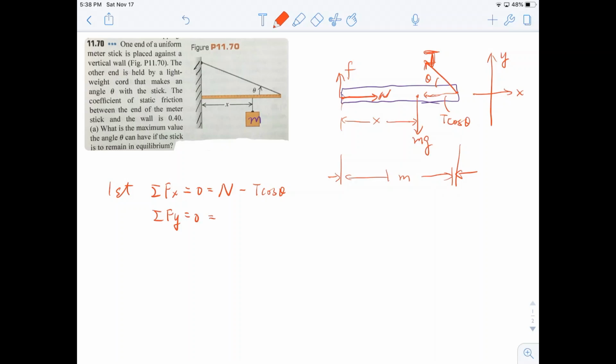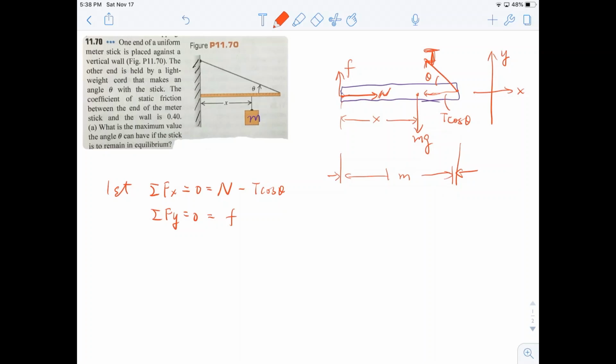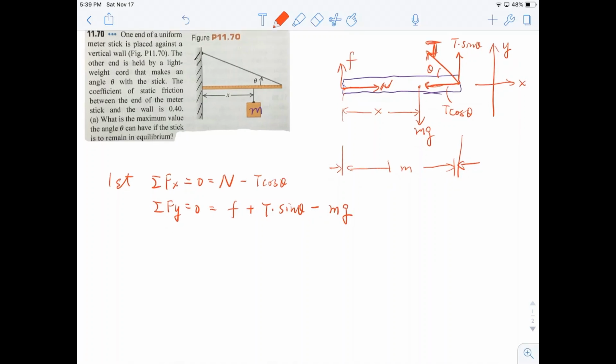And for the y direction, what are all the forces? We have the friction force that we assumed is pointing upward, so we write a positive f here. We also have T times sine theta, which is the y component of the tension force. And we have the weight, mg, pointing downward, so we subtract that out. All of these give you 0.